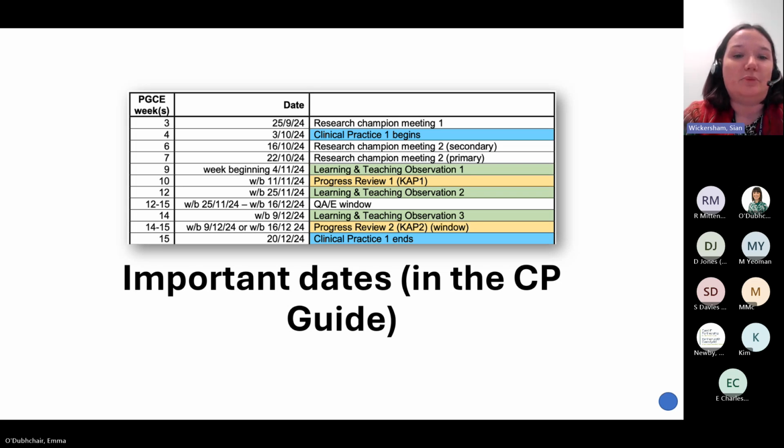So to start off with, we've got our important dates. These are found in the clinical practice guide. You might be familiar with these, but just to draw your attention to progress review 1. So CAP 1, progress review, and CAP mean the same thing, key assessment point progress review, and that is next week, the week beginning the 11th of November. And the other thing that hopefully we're all aware of is that this week it is learning and teaching observation 1.